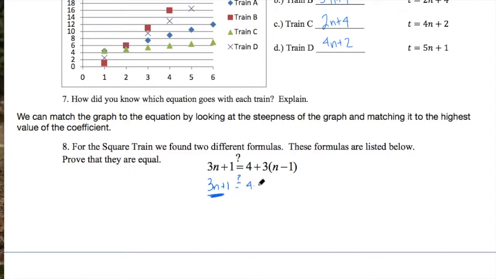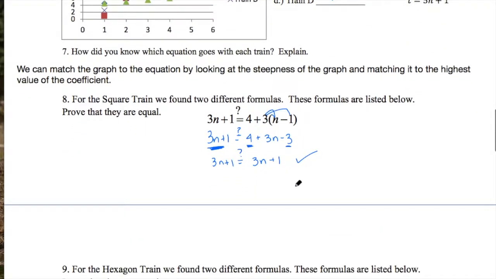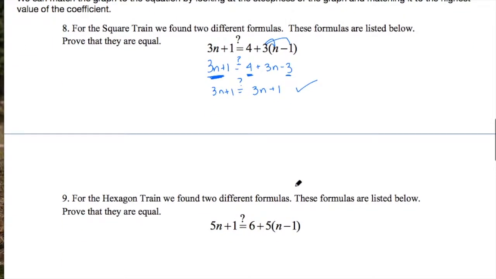On the other side, let's use the distributive property to get 3n minus 3. Multiply, multiply. Great. So we still have 3n plus 1. Is it equal to? Well, we have a 4 and a minus 3, so we can combine those. 4 and negative 3 is positive 1. Oh, so now we can conclude that they're the same. We can conclude they're the same by using the distributive property and other tools that we have to make them similar.